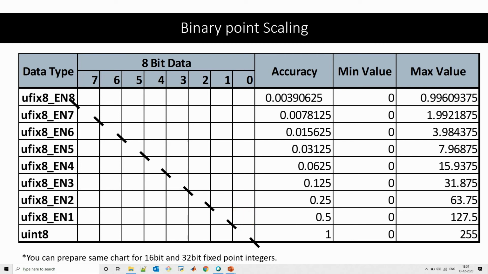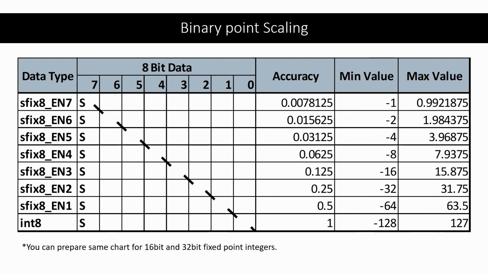Whenever it is 1, that means it is 0.5 after the decimal. 0.5 represents 1 divided by 2. 0.25 represents 1 divided by 2 raised to 2, that means 1 divided by 4. 0.125 represents 1 divided by 2 raised to 3, and so on. You can prepare the same chart for 16-bit and 32-bit fixed point integers. One thing to remember is, in this case, all 8 bits represent data. When we go for signed integer 8 data type, 1 bit represents sign and all other bits represent data.